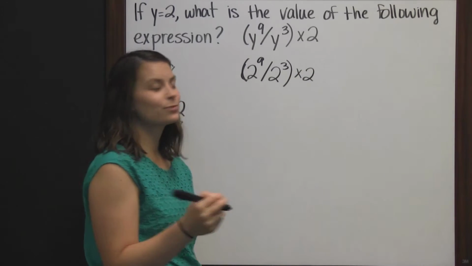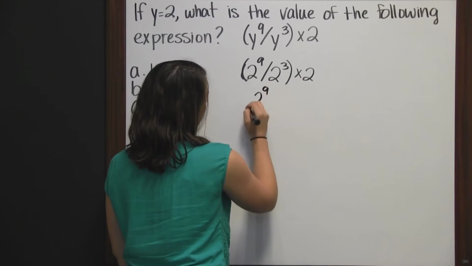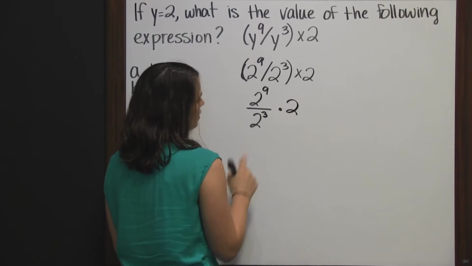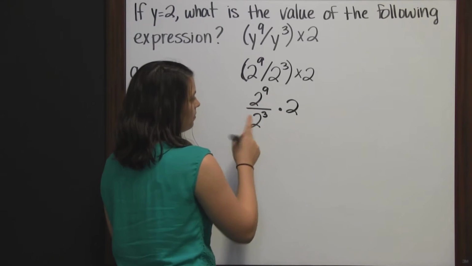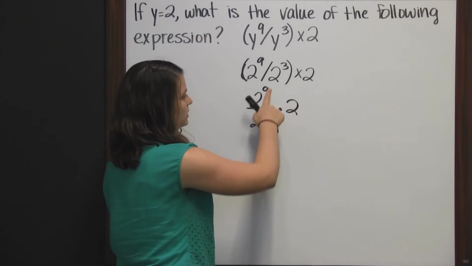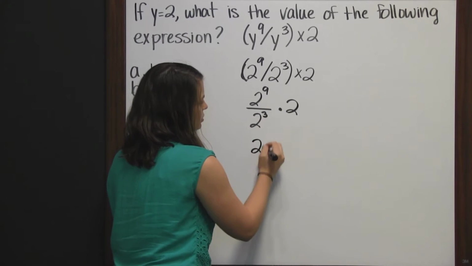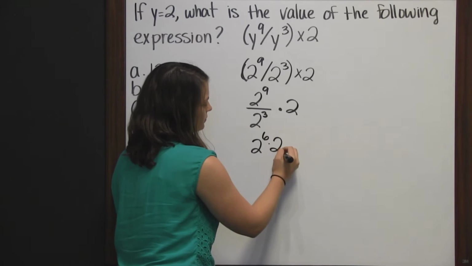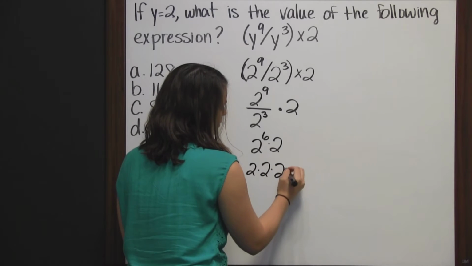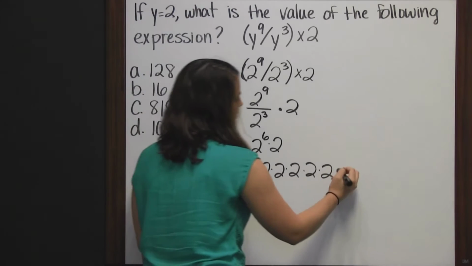And what I want to do is rewrite it. I prefer my fractions to be stacked, so I'm going to rewrite this as 2 to the 9th divided by 2 cubed, times 2. When we're dividing and we have our bases the same, so in this case 2 is our base and it's the same, we simply subtract our exponents. 9 minus 3 is 6, so that's 2 to the 6th times 2. 2 to the 6th is 2 times 2 times 2 times 2 times 2 times 2. So 2 times itself 6 times, and then times 2.